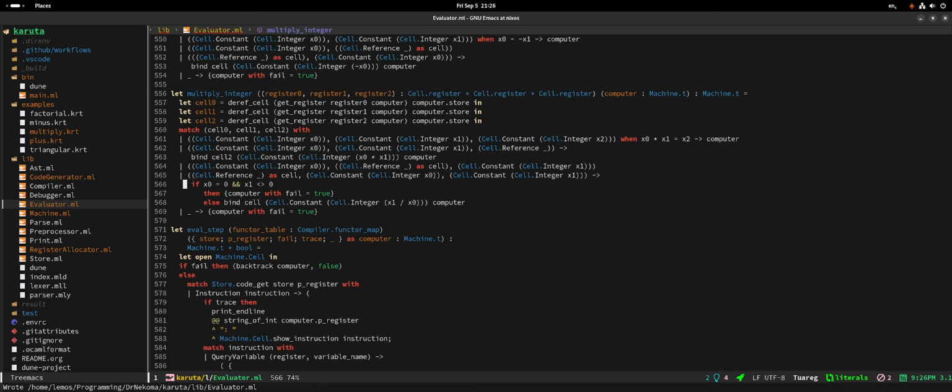Yeah, we fail. Otherwise, we bind the cell, but there's just a small problem here. These are integers, not rationals, which means if the division is inexact, then we should also fail.